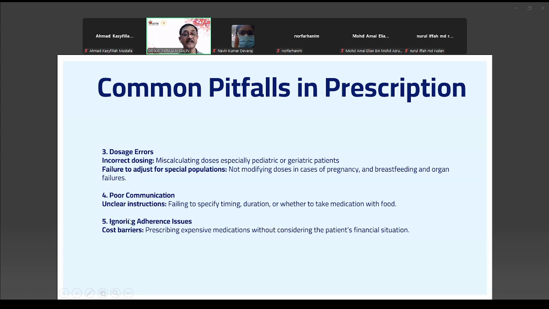And then, ignoring adherence issues, cost barrier. Adherence issue is very important. When you look at the prescription patterns, when you prescribe a medicine which is once a day, the compliance may be quite good compared to a medicine which is given every 6 hourly. Especially Zovirax, acyclovir for chickenpox, you are going to give 5 times a day. So the compliance may not be very good.